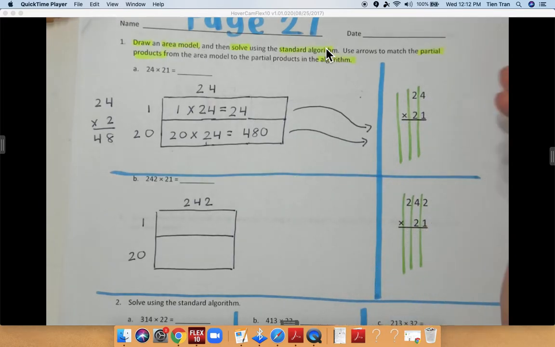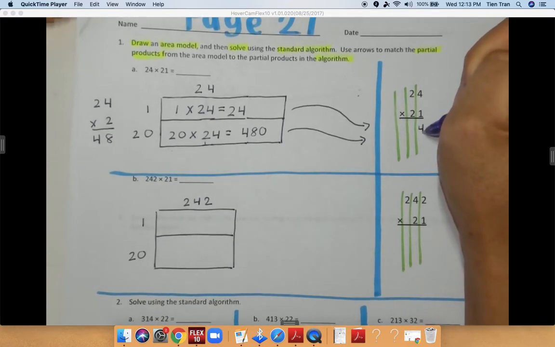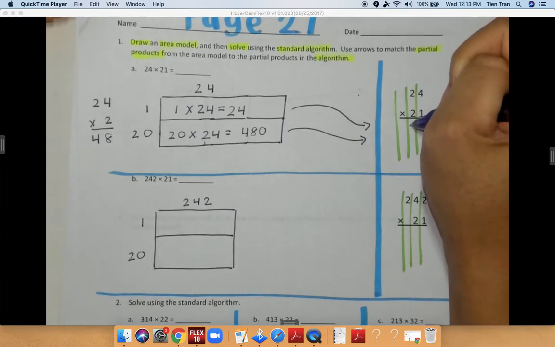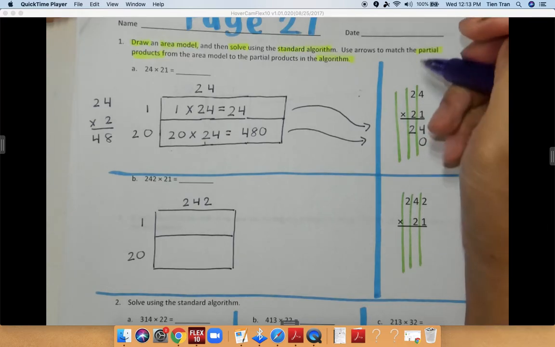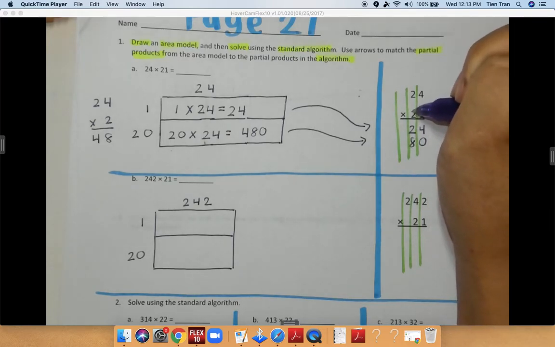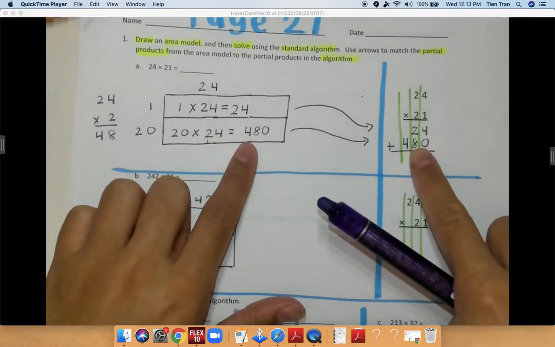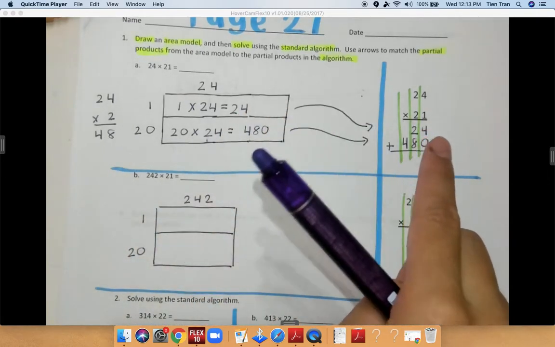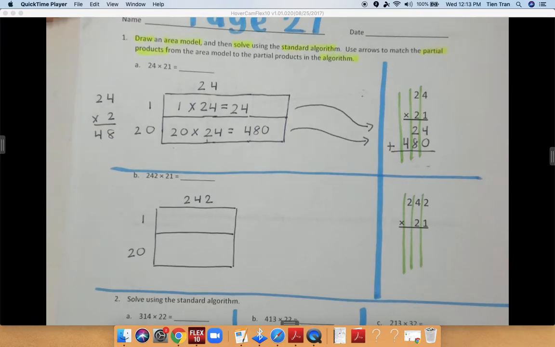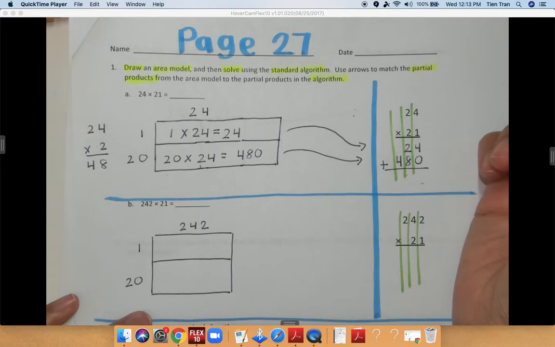So now I'm going to solve it using the standard algorithm. I know that 4 times 1 is equal to 4, and 1 times 2 is equal to 2. Now, I'm going to put a 0 in my tens place because I'm multiplying in my tens place. 2 times 4 is equal to 8, and 2 times 2 is equal to 4. Did you notice that 24 and 480 are the same? So you can solve it either using the standard algorithm or using the area model. That's what they're showing you. They're showing you different ways to solve for it so that you have different methods, right?